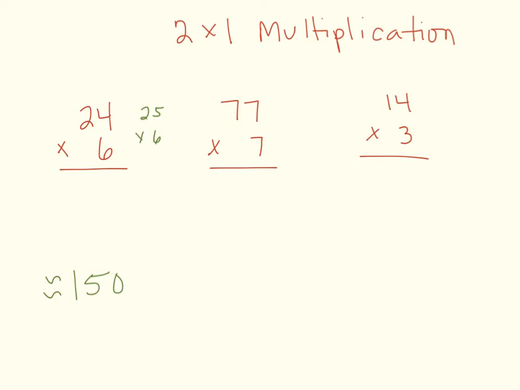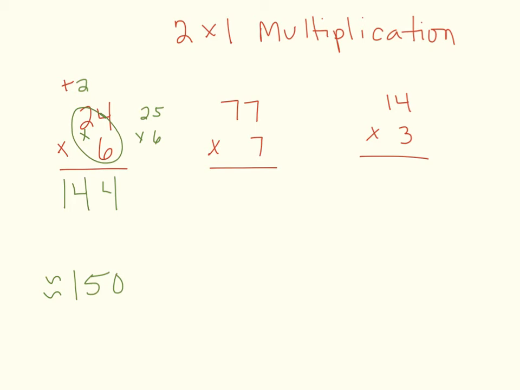So the first problem here, 6 times 4 is 24. I carry my 2 and bring down my 4. Now I move on. I'm done with 6 times 4. I move to 6 times 2. 6 times 2 is 12 plus the 2 from up top. I multiply these two together, and then we add the number on top. 6 times 2 is 12, plus 2 is 14, so my answer is 144.